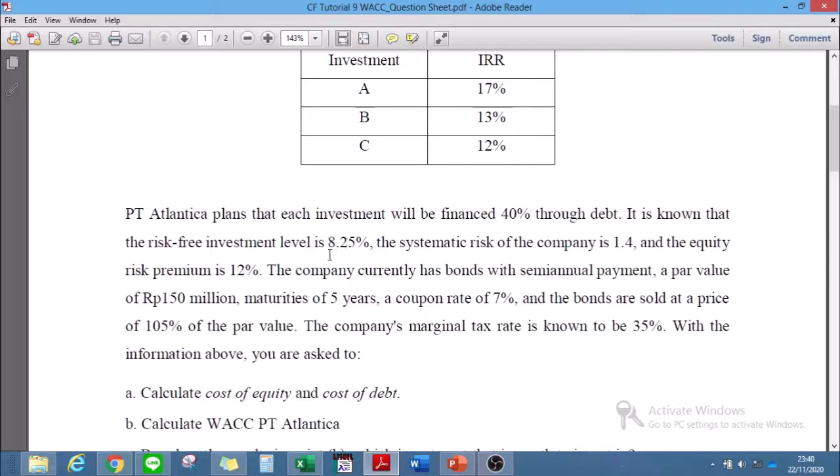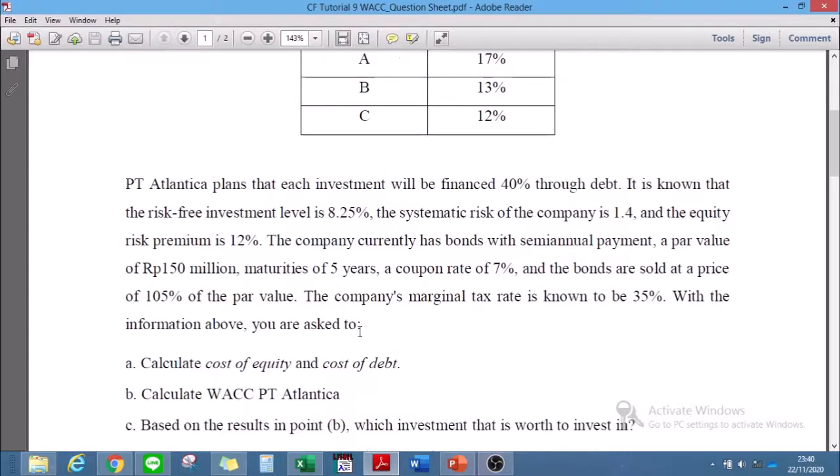level, or the RF, is 8.25%. The systematic risk of the company is 1.4, and the equity risk premium is 12%. The company currently has bonds with semi-annual payment, a par value of 150 million rupiahs, maturities of 5 years, and a coupon rate of 7%. The bonds are sold at a price of 105% of the par value, and the company's marginal tax rate is known to be 35%.